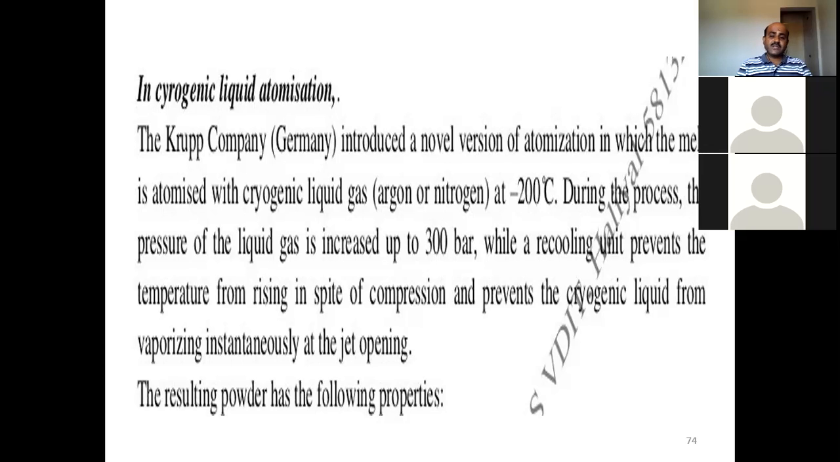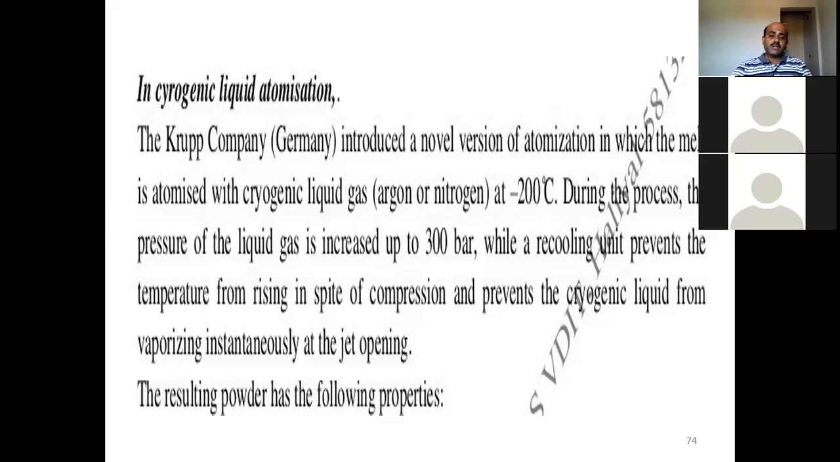That means when you increase the pressure, you need to compress the gas, while the recooling unit prevents the temperature from rising in spite of compression and prevents the cryogenic liquid from vaporizing instantaneously at the jet opening. So once the pressure is increased to 300 bar, the recooling unit will prevent the rise of temperature in spite of compression, and it also prevents these cryogenic liquids from vaporizing instantaneously as the jet gets opened. So means high velocity jet.